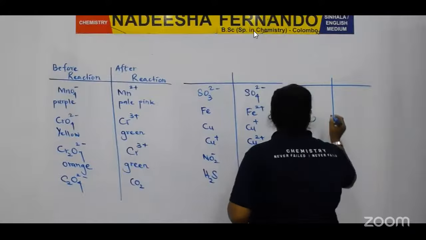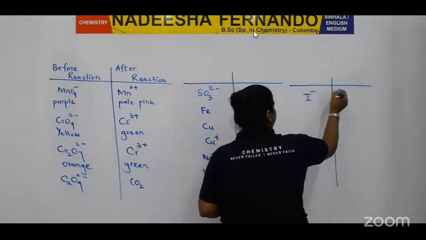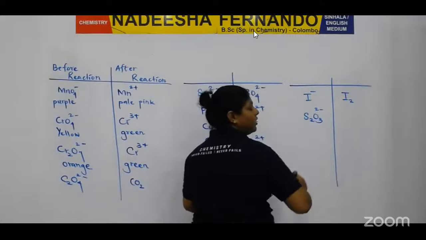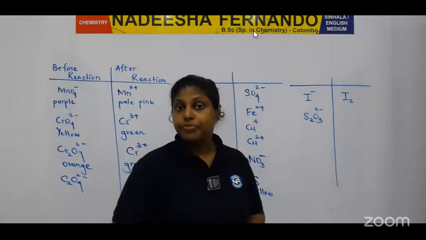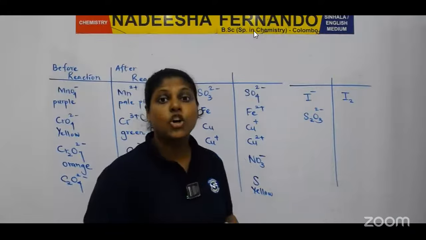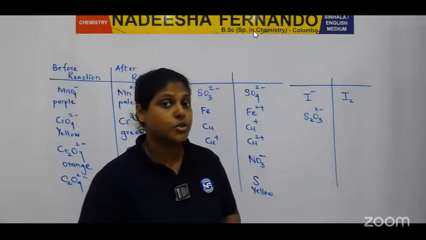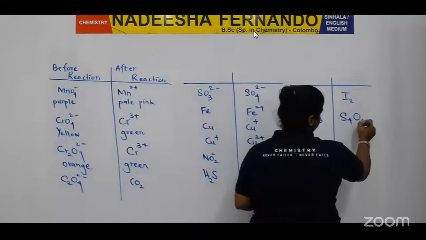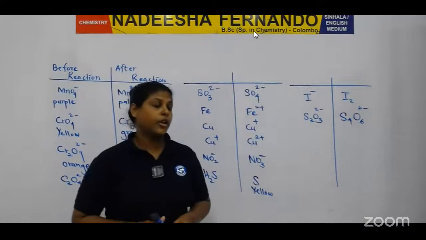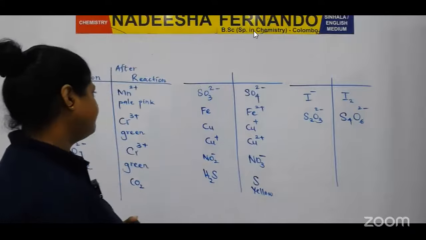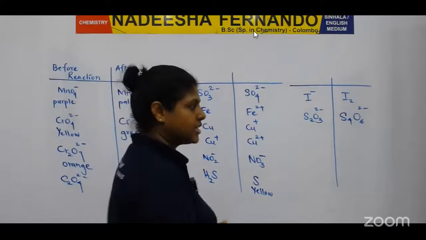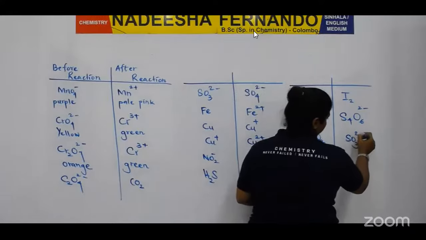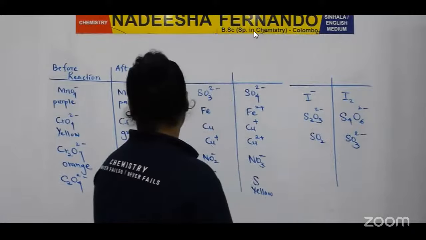When I have I minus, it will form I2. S2O3 2 minus is called thiosulfate ion. It goes to S4O6 2 minus, called tetrathionate. What else? When we have sulfur dioxide, SO2, it will change to SO3 2 minus.